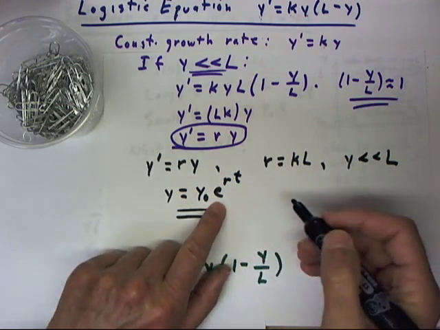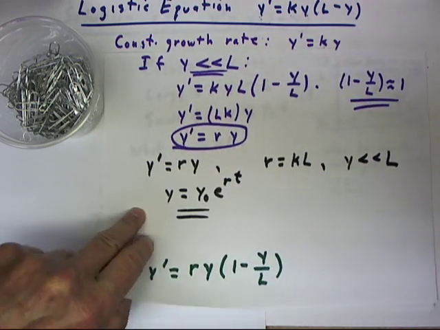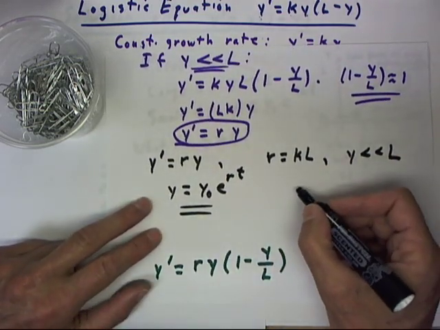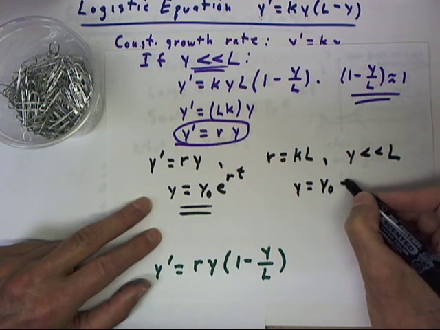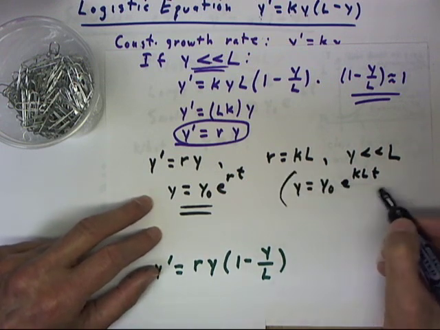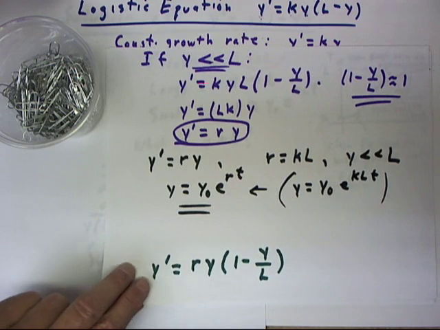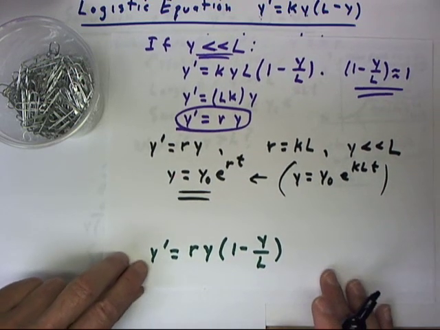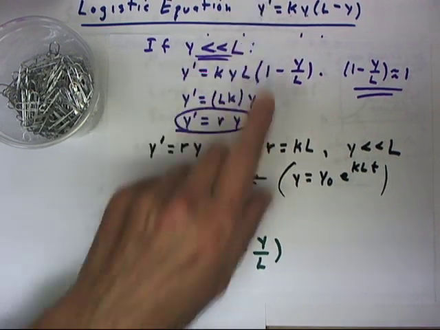And that's identical with the solution we found previously. I'm not sure I have that handy, but let's just remember that our solution was y equals y naught e to the kLt. These are identical, except that now we're using r. Well, this motivates us to go back and look at the form that we used for the logistic equation.